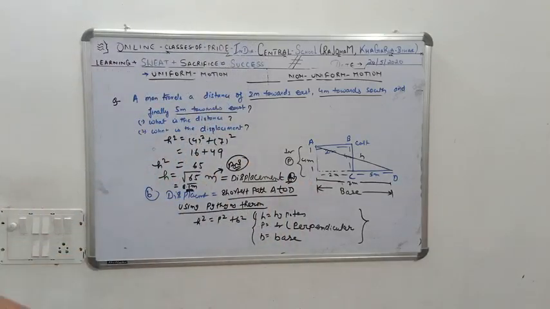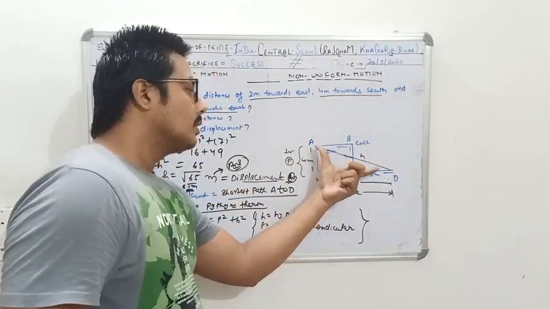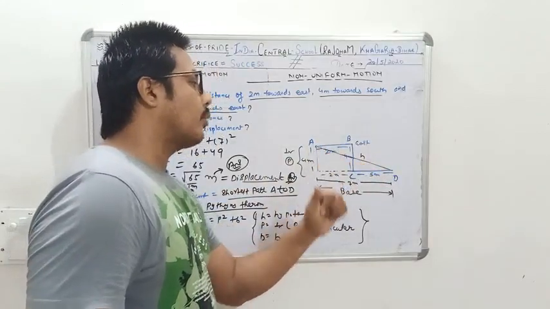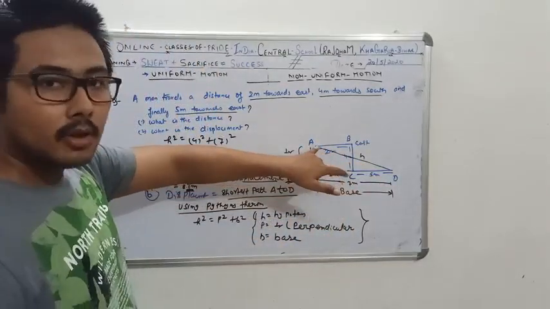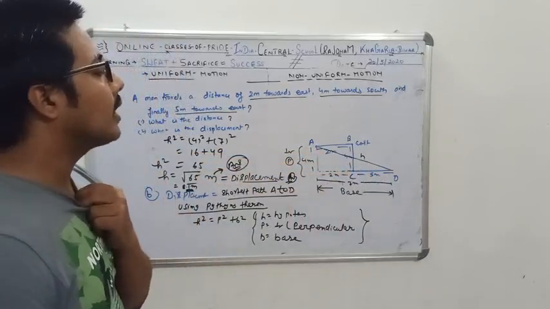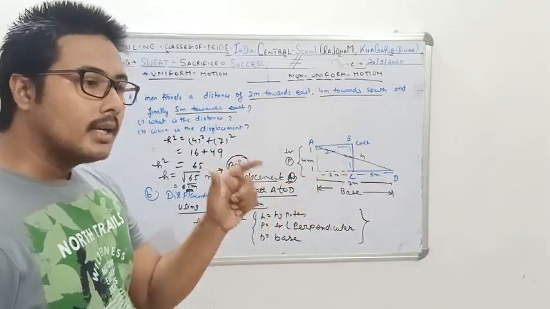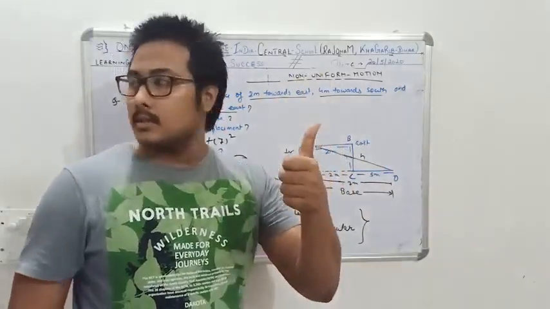You got it? How did we find the displacement between point A and point D? Because, as we already have studied, the displacement is the shortest path between two given points. So I need to find the shortest path from A to D. So what is the method of finding the shortest path? That is, I join A to D in a straight line.